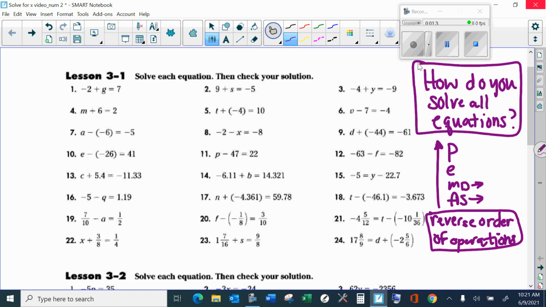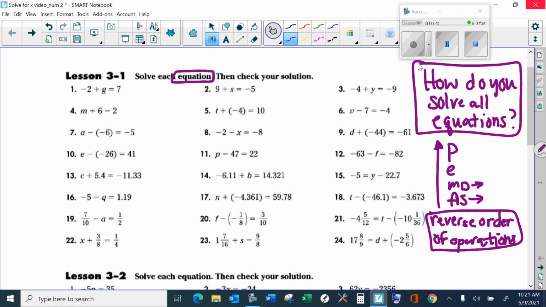Okay. All right. So solve each equation. The equation, remember, has an equal sign in it. All these have equal signs in it. Then check your solution. I'm not concerned about showing work on that. That would be done in your head or done back on the calculator if you need to.